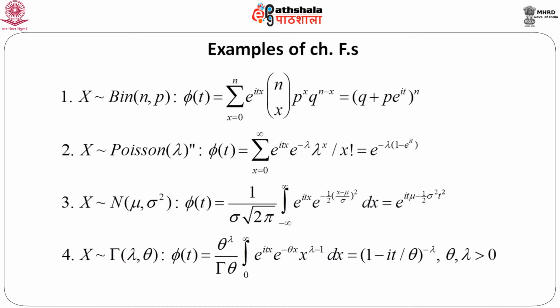Exactly similarly, we can get the characteristic function of a Poisson random variable with parameter lambda, which incidentally is phi(t) equals e to the power lambda times (e to the power it minus 1). Now consider the famous normal distribution with mean mu and variance sigma square. If X follows normal(mu, sigma square), then after a little bit of calculus and algebra, we can see that phi(t) equals e to the power itmu minus t square sigma square by 2.